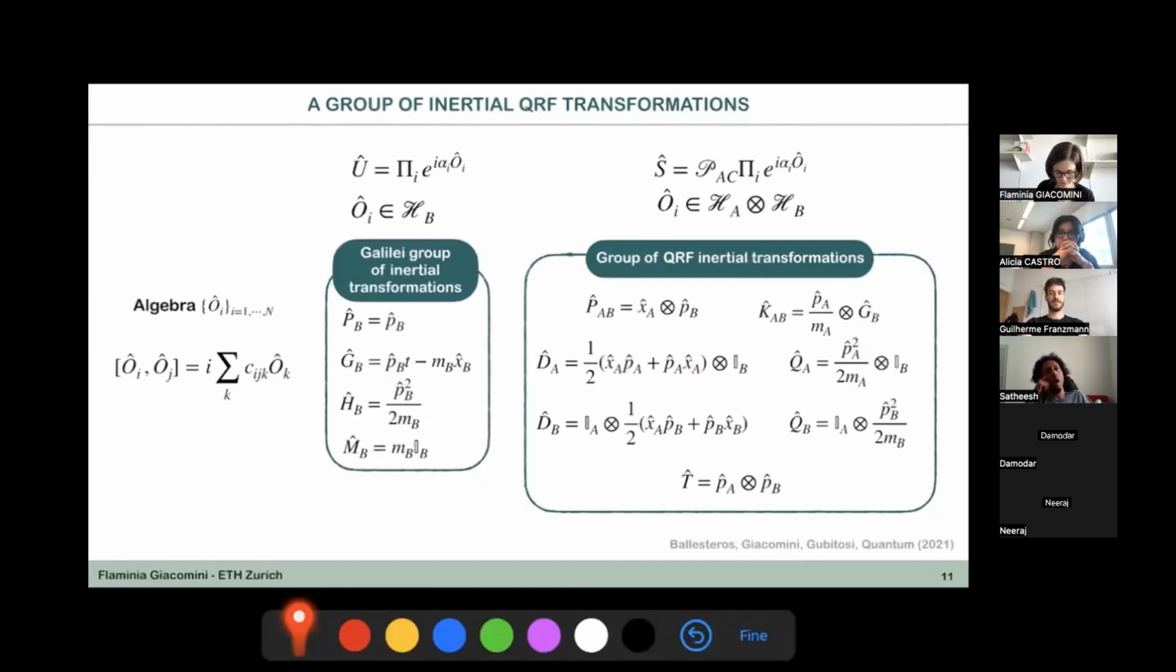So this is the group. Yeah, I have a question. So these quantum reference frames, do they have a specific Hamiltonian, or can they have any Hamiltonian? Any Hamiltonian will work for them. Okay.